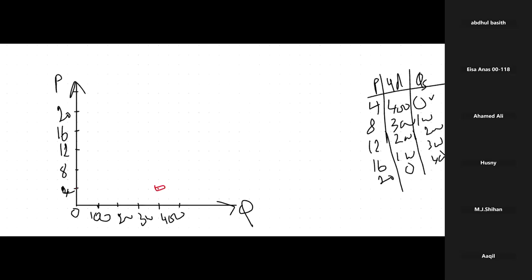Then 8 rupees, 300. Taking the price on the vertical axis, quantity on the horizontal axis. 12 rupees, 200. 16 rupees, 100. Okay. 20 rupees, 0. So linking these points, you should draw the demand curve.